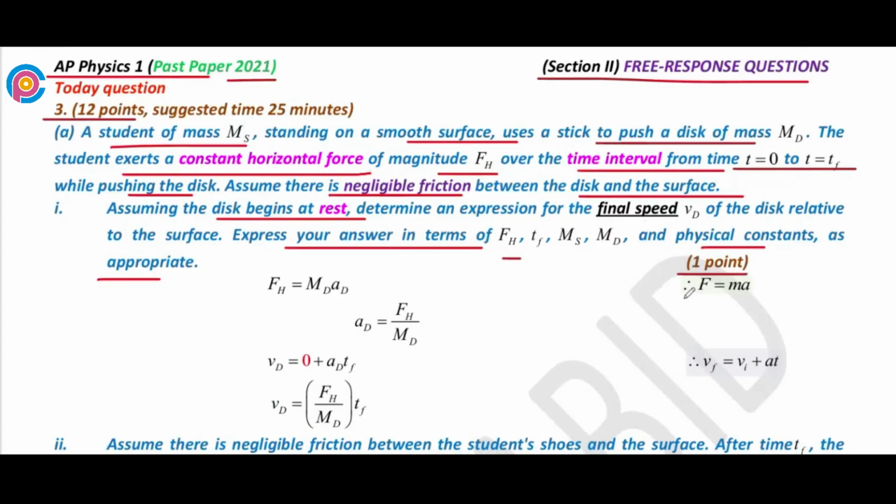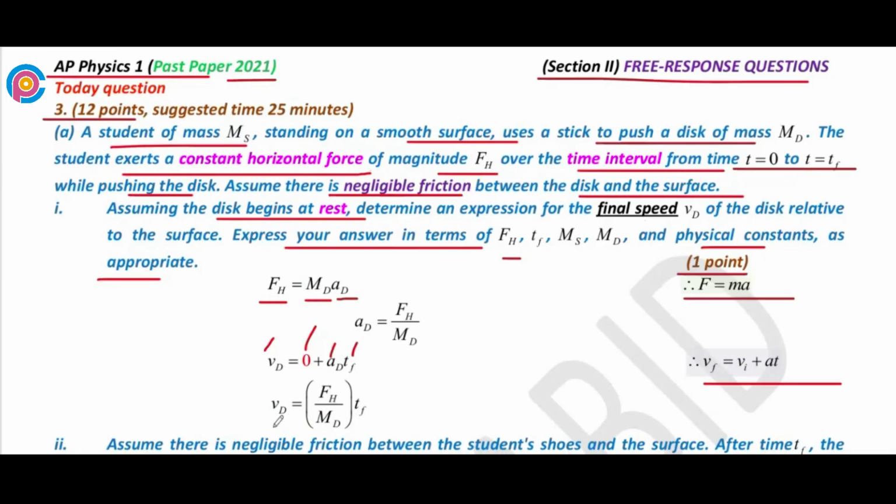Now we have to know F is equal to ma. Now we have Fh, the horizontal force, applying on Md, the mass of the disk, with Ad the acceleration of the disk. So the acceleration of the disk can be written Ad is equal to Fh over Md. Now from the equation of motion, Vf is equal to Vi plus at, we apply it to the disk. The final velocity of the disk is Vd. Initially the disk is at rest, so its initial velocity is 0. Acceleration is Ad, after time Tf.